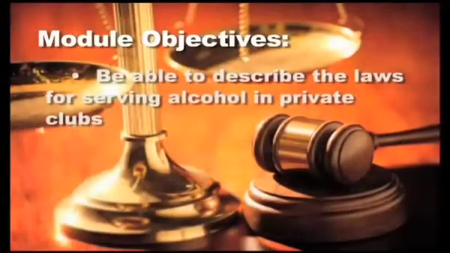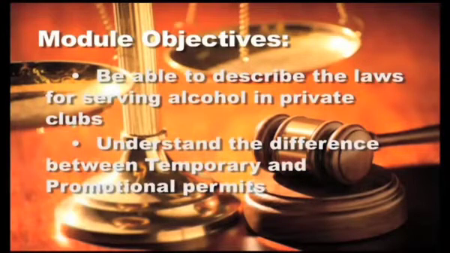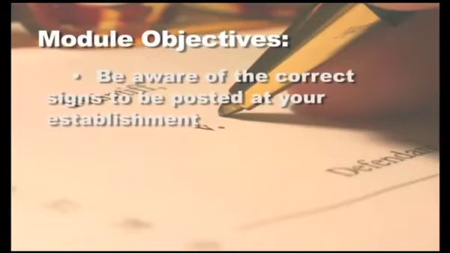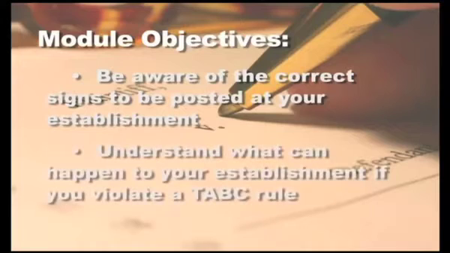Module objectives. After completing this module, you will: Number 1. Be able to describe the laws for serving alcohol in private clubs. Number 2. Understand the difference between temporary and promotional permits. Number 3. Be aware of the correct signs to be posted at your establishment. Number 4. Understand what can happen to your establishment if you violate a TABC rule.